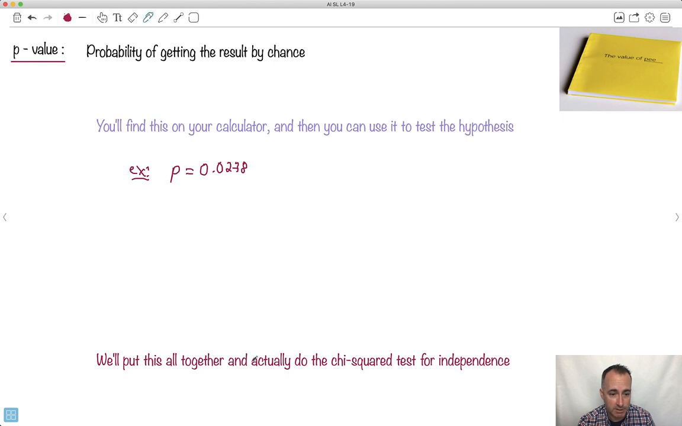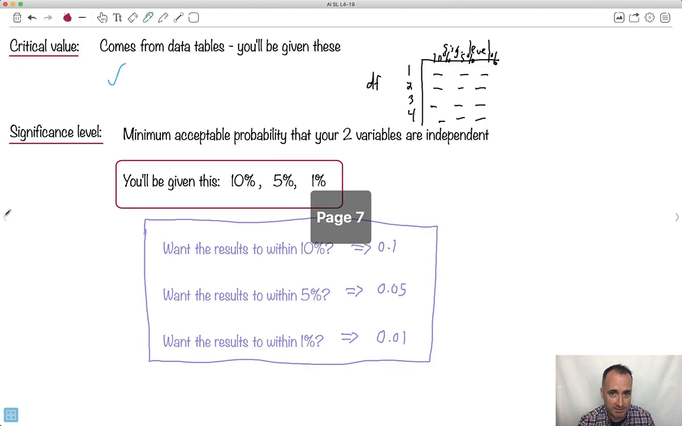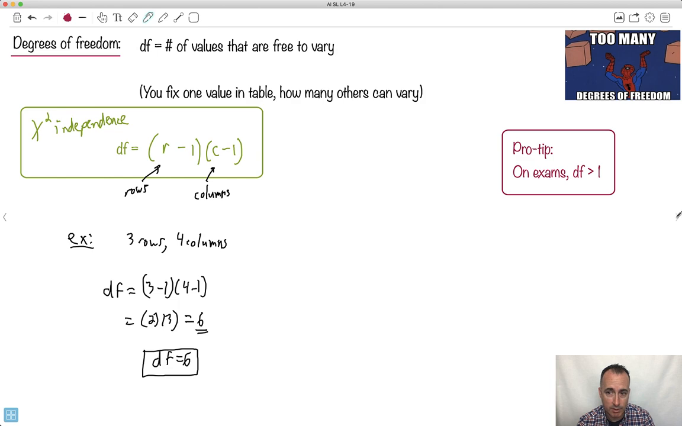Okay, so in the next video, I'm going to show you how to put all this together. It turns out we're going to be comparing chi-squared and p and significance and critical values. Some of them are given. So we're going to be given critical values and significance levels, and we're going to be finding p and chi-squared, and we're going to see what to do with them.